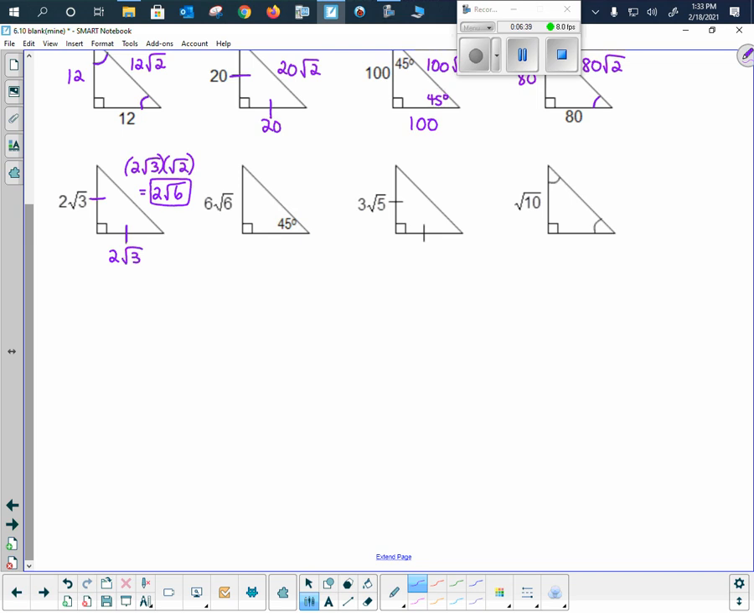Ready? All right, the next one is 45, 45, 90, if you find that. So the bottom length is 6 root 6. Hypotenuse, to get longer, I need to multiply 6 root 6 by square root of 2. All right, so that gives me 6 square root of 12.